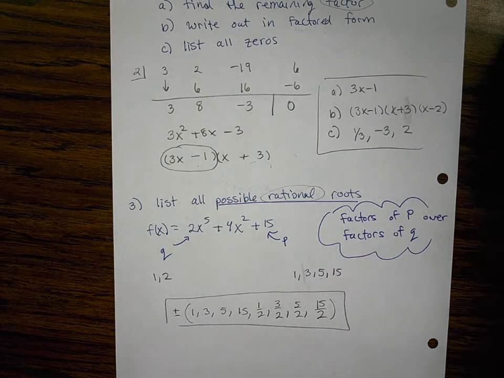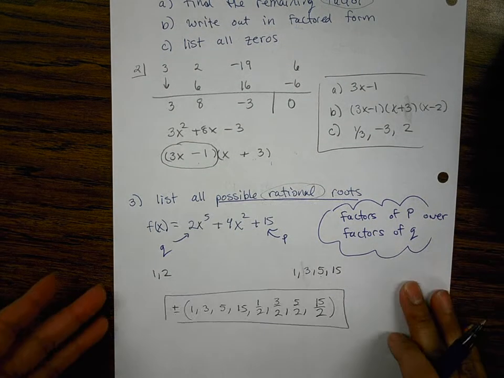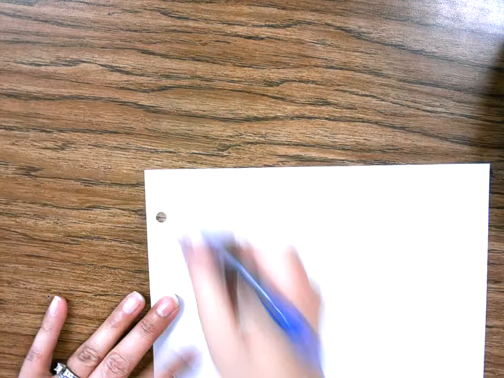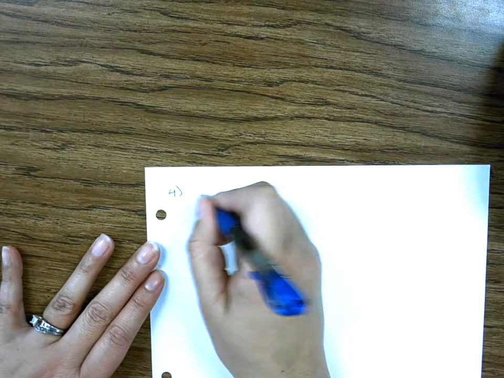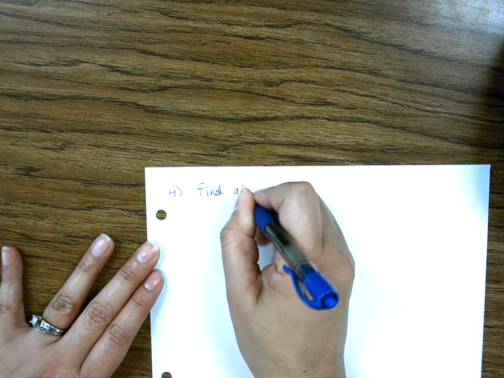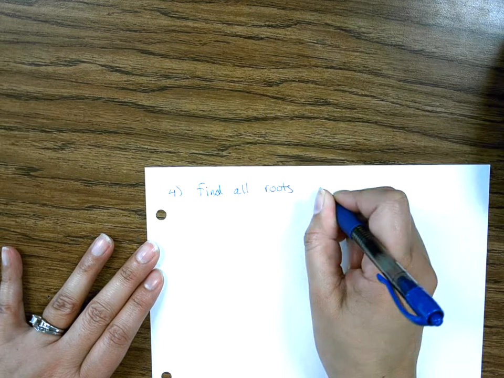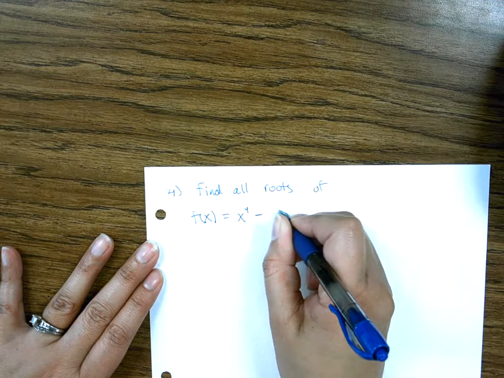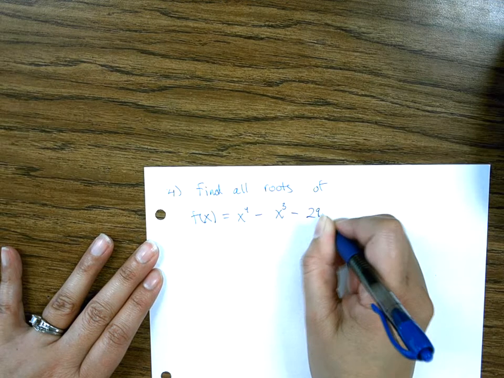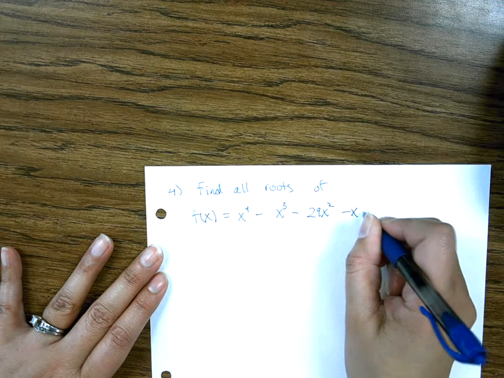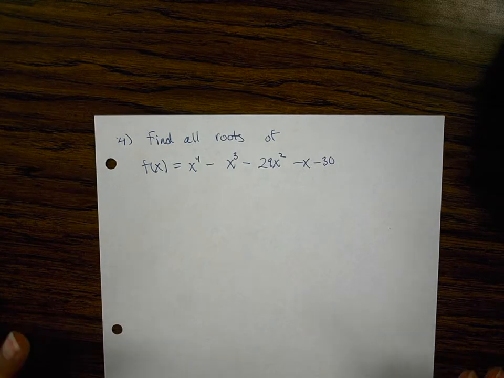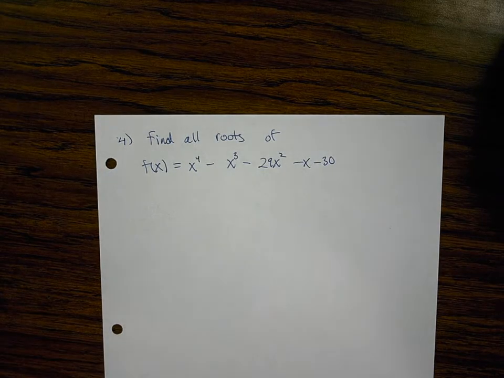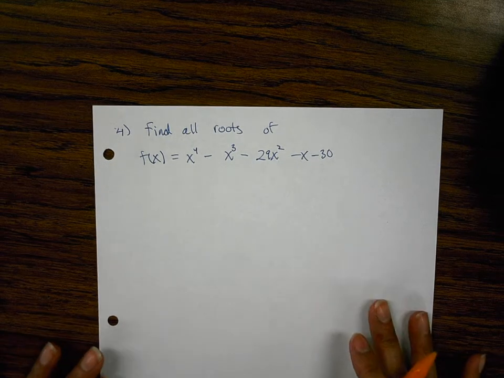Okay, why do we do this? We'll see it on the next example. Number 4. Find all roots of f of x equals x to the 4th minus x cubed minus 29x squared minus x minus 30. Now, it's going to seem really complicated at first, but I promise the more we do, the better you'll become at it, and we're going to get more practice in class together.